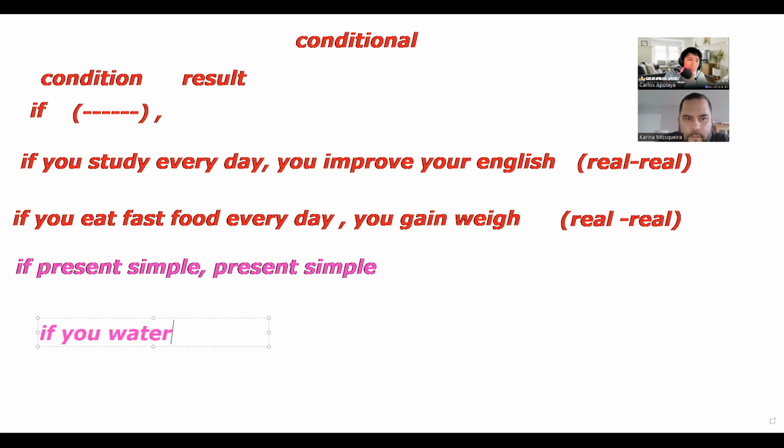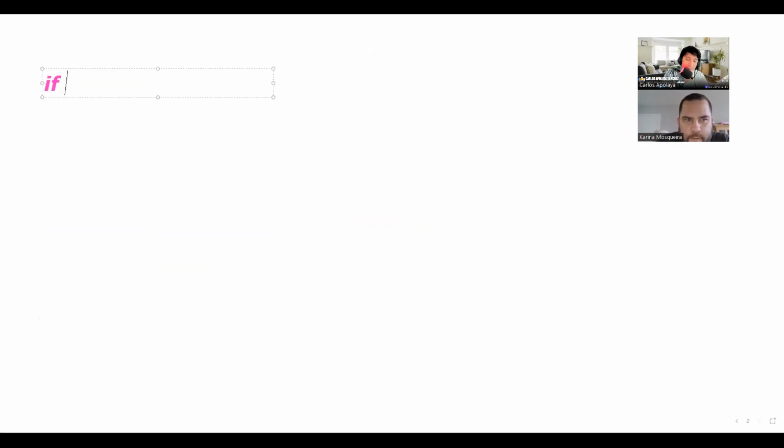For example, if you water your plants, what happens? Your plants grow. This is obvious because it's real. Real and real. Any questions? No, it's clear. Nice. Next, again, you know that we have an if, and then we have the condition, and then we have a result.